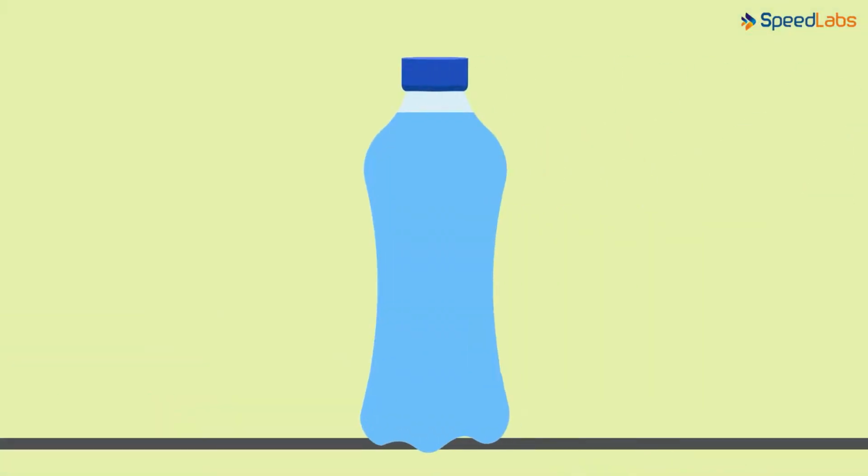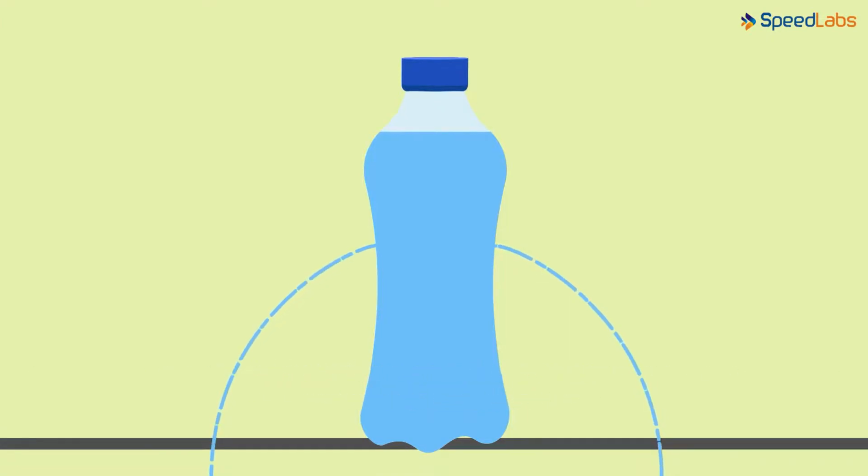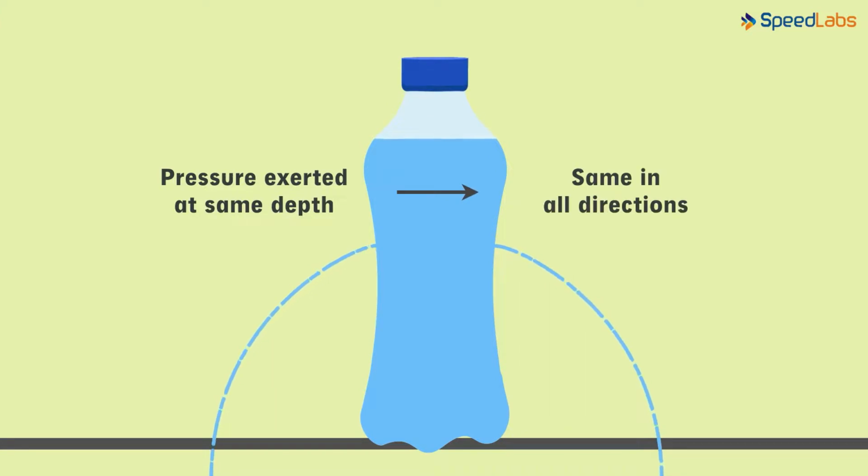Let us see one more experiment. Take another filled bottle and make a few holes in it at the same level. Observe the water coming out of these holes. The water from each hole covers the same distance. What does this tell us? This tells us that the pressure exerted by the water at the same depth is the same in all directions. That is, if I take few points all at equal distances from the base, then the water at these points will exert equal pressure in all directions.